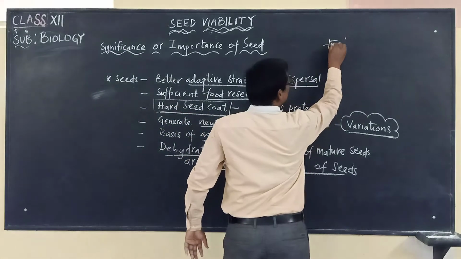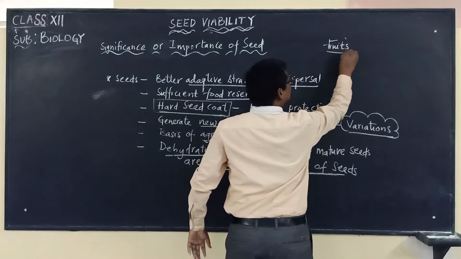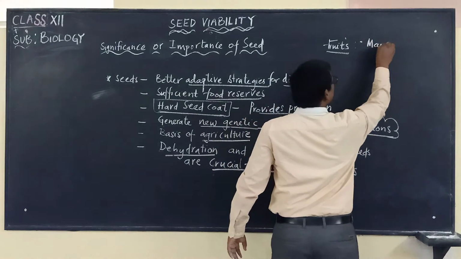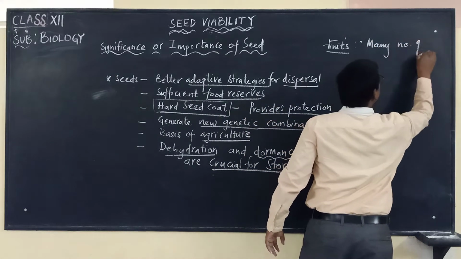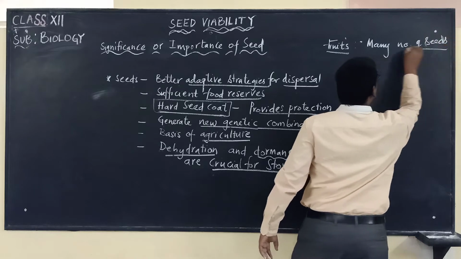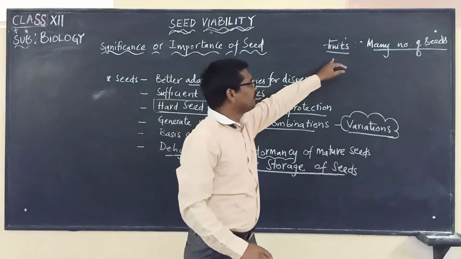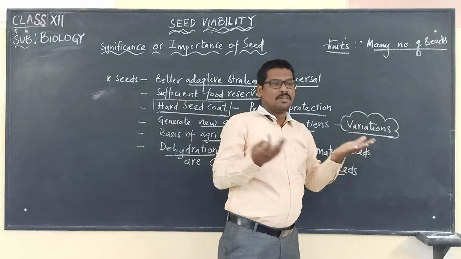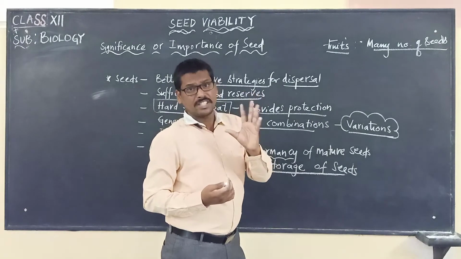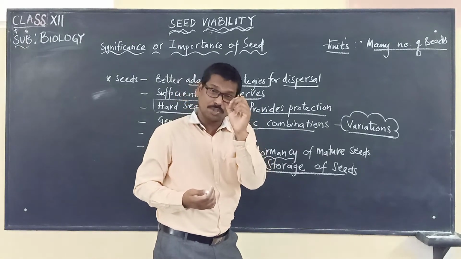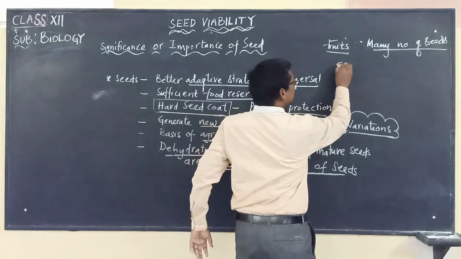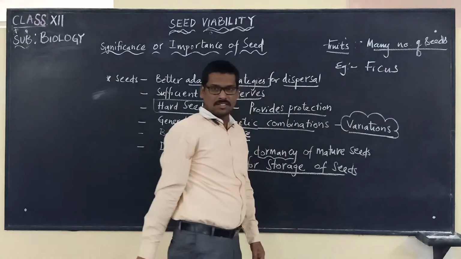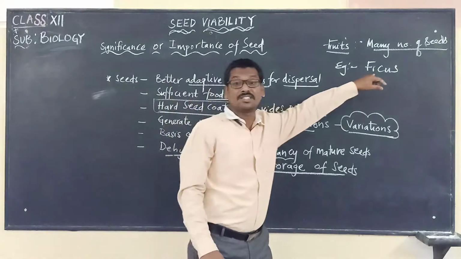Here, fruits with many number of seeds. Let us talk about it. Always here, when we are talking about fruits with many thousands of seeds, let us say here we are using many. It can be from 2 to 1000. So thousands of seeds may be present within one fruit, and those seeds will be very, very small. And here, the best example is ficus. Okay, the ficus. The fruit will be having thousands of seeds.